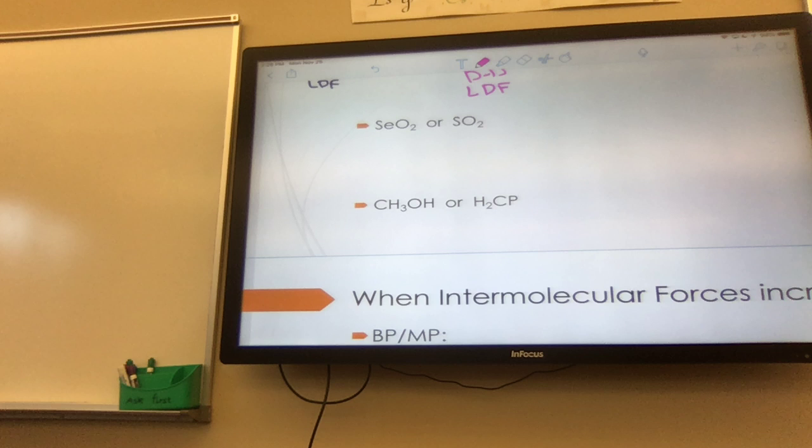Okay. What kind of forces do these both have? LDF. LDF and? Dipole. How do you know which one has more? Electronegativity. Which one has the bigger electronegativity difference? As you know, it's gonna be more polar, isn't it? Yeah. Good.